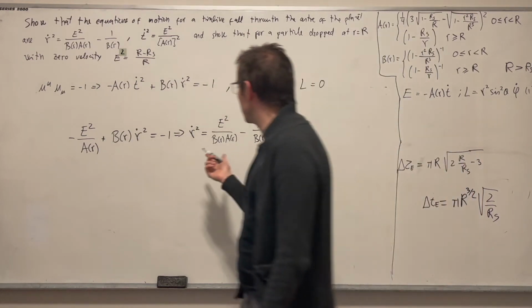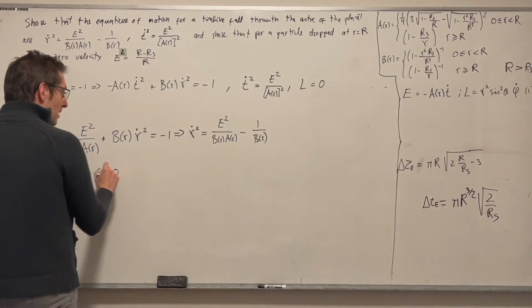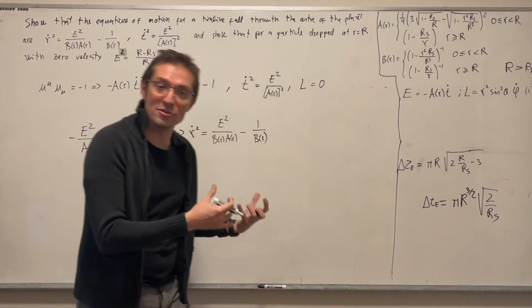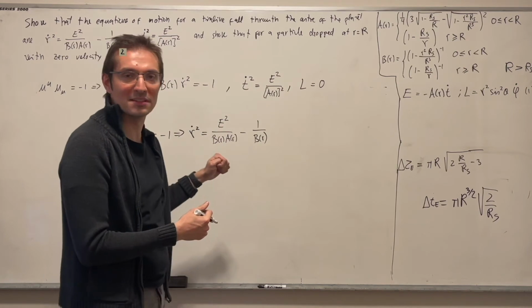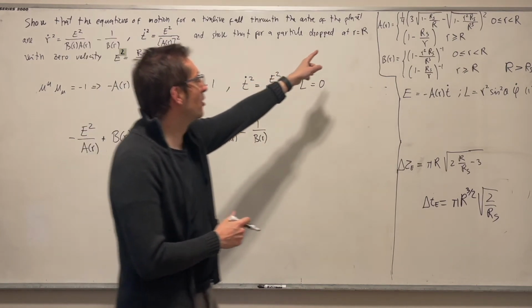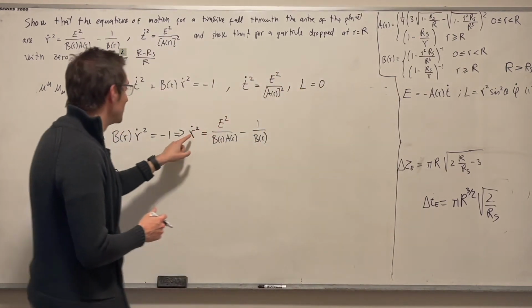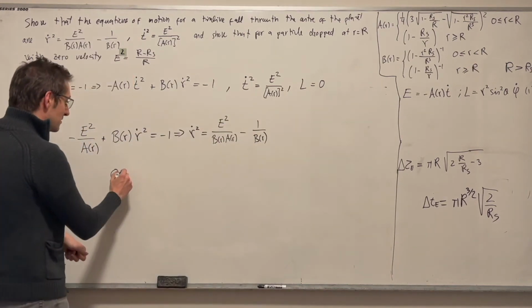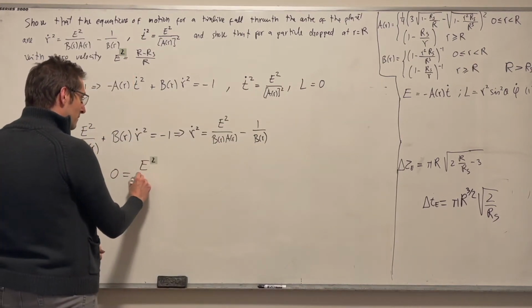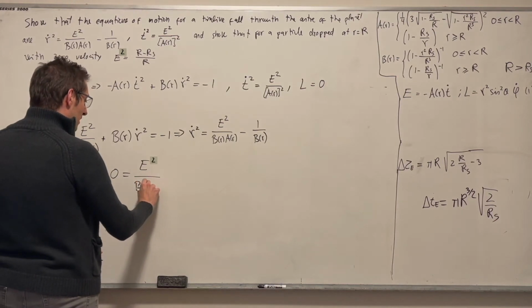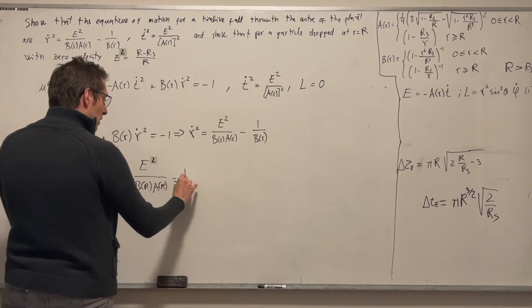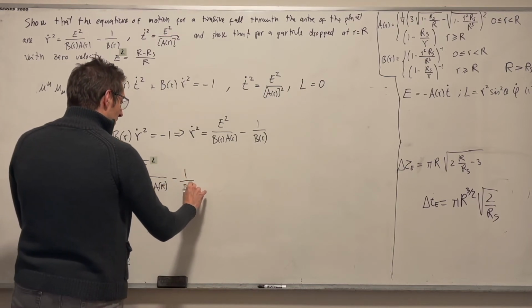So at that time, you get 0, because E, remember, is the same at all times. E is a constant of motion in that geodesic, so I can compute it at time equals 0. At time equals 0, small r is capital R, and the derivative is 0 because there's no initial speed, so I just drop it. So 0 is equal to E of B(R) times A(R) minus 1 over B(R).